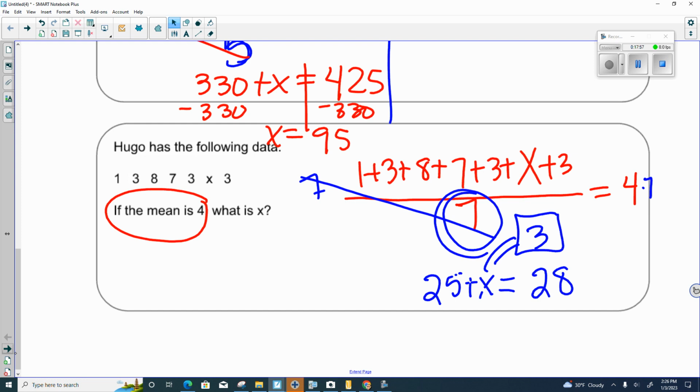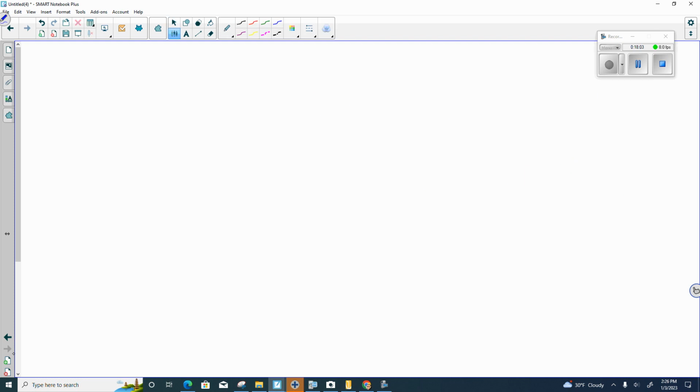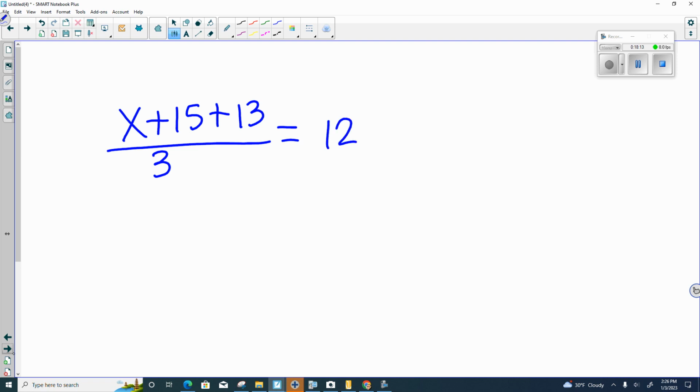All right, so let's all do number 1 together just because I want to make sure you get them right. Find the value of x. So we've got x plus 15 plus 13. If I divide it by 3, I want to get a 12. This is just how you set them up. Then the first thing to do is to get rid of that denominator. So they're pretty straightforward if you set it up right.